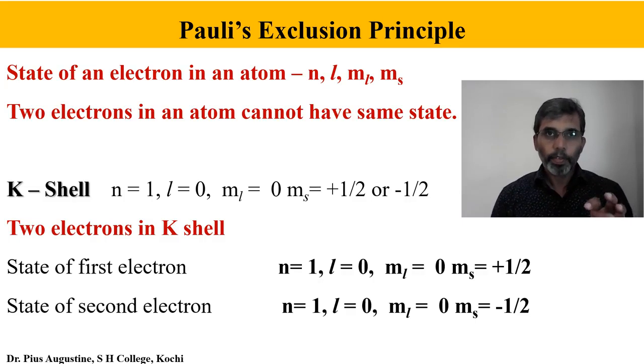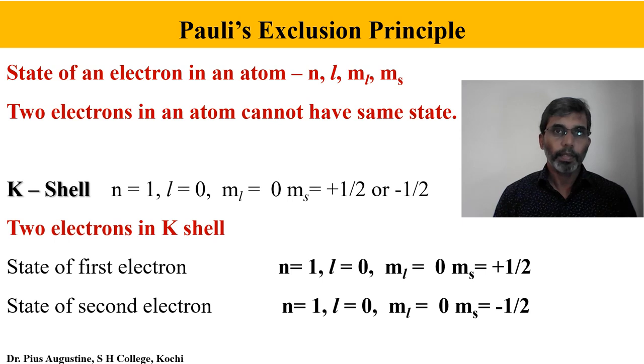So the state of an electron in an atom is described by 4 quantum numbers n, l, ml, ms. 2 electrons cannot have the same quantum states. To understand this concept, we can analyze a few situations here. Let's start with K shell. You all know that K shell can accommodate 2 electrons, or only 2 electron states are available in K shell, which is the innermost shell of an atom.